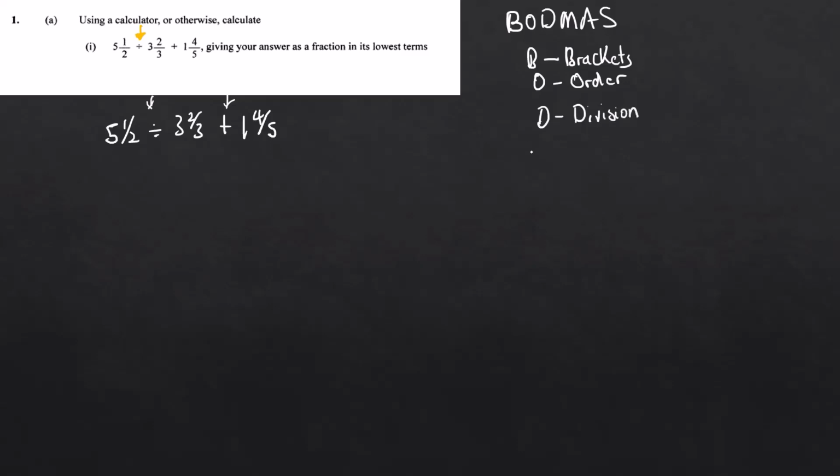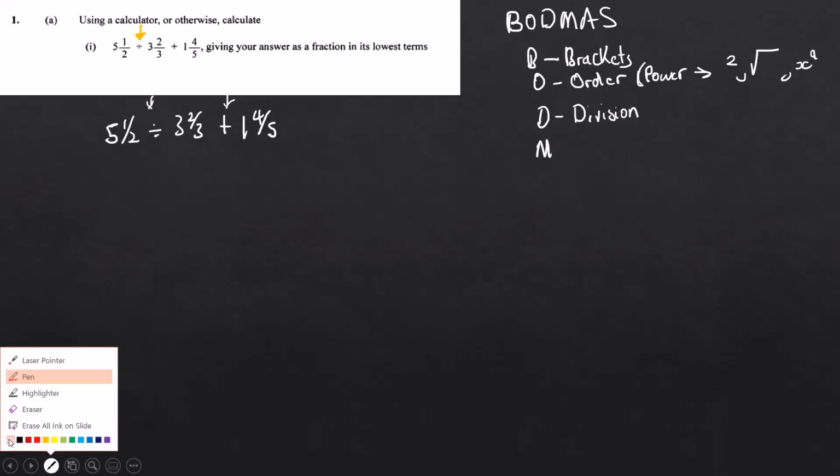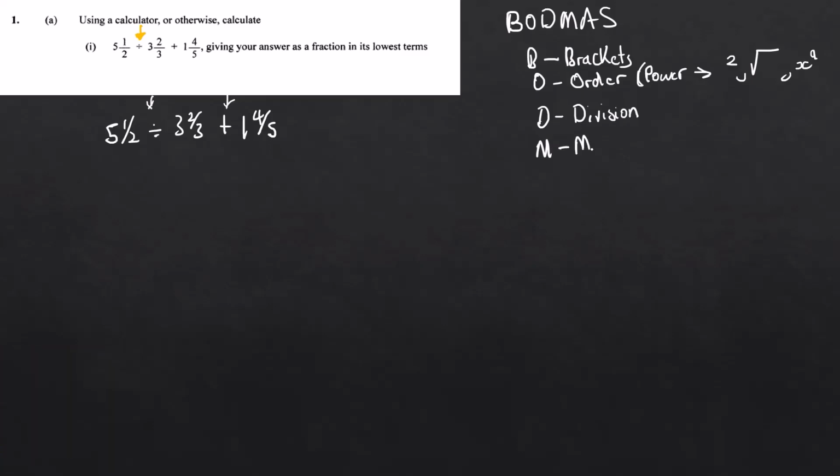All right. So if you didn't know this before, order speaks of power. So instead of order, think of power. And power is squaring. If you're square rooting, that's also considered a power. And cubing, anything raised to any power falls under order. So BODMAS is a general rule of thumb used by mathematicians to solve multiple operation problems.